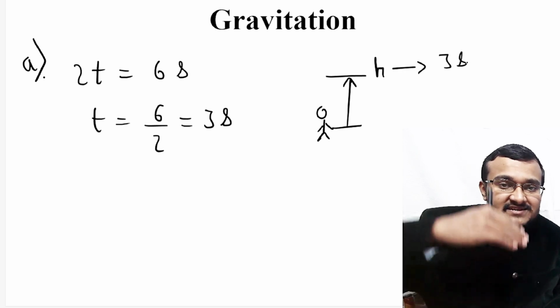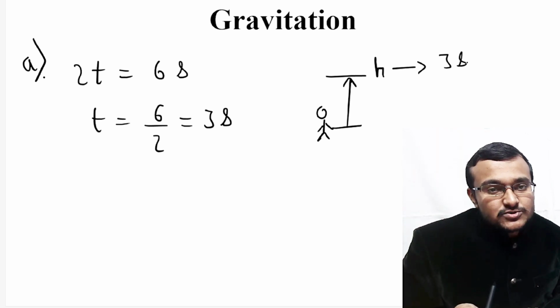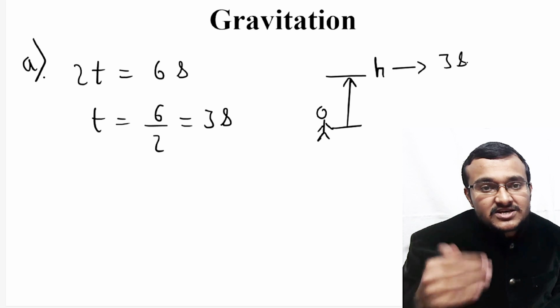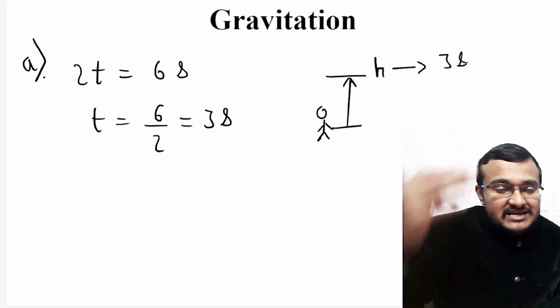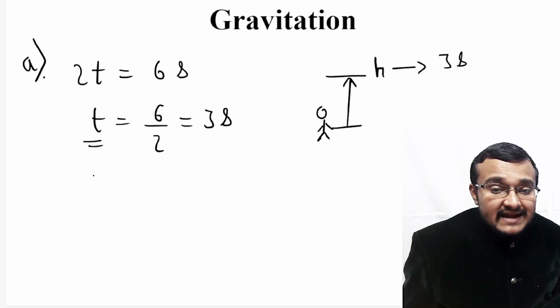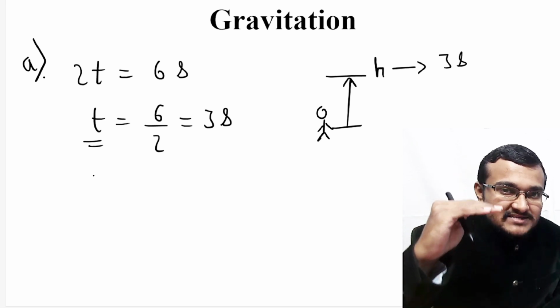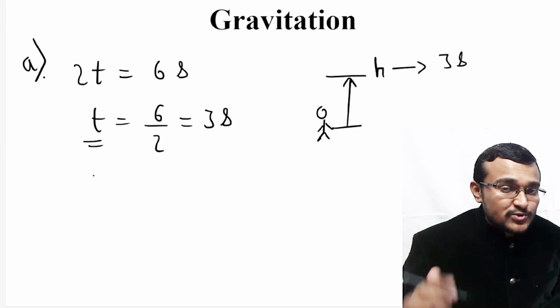So that means it has taken 3 seconds to reach, and it has taken 3 seconds to reach back to the thrower's hand. So total time is 6 seconds. So to reach the maximum height, it has taken 3 seconds. Now you have got the time, and when it reaches the maximum height, it will stay there for a few milliseconds, and then it will fall back to the thrower's hand.